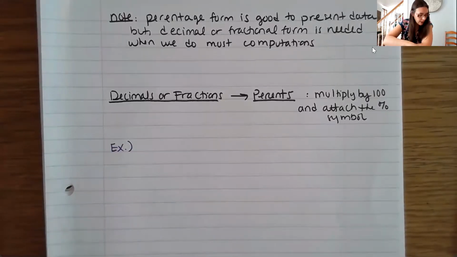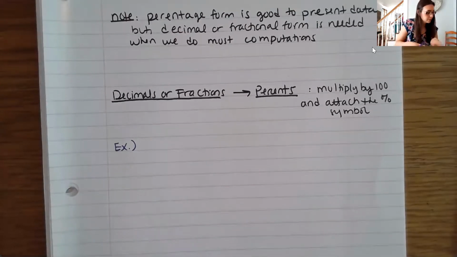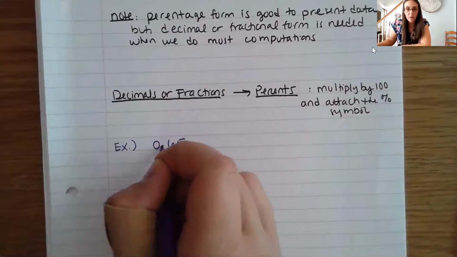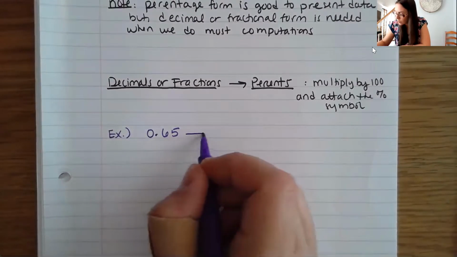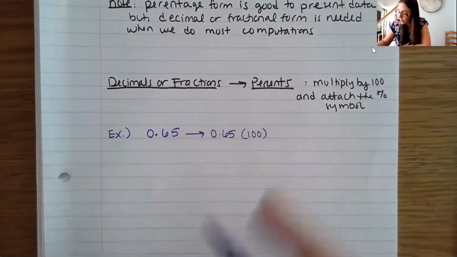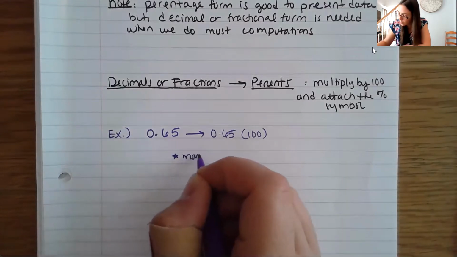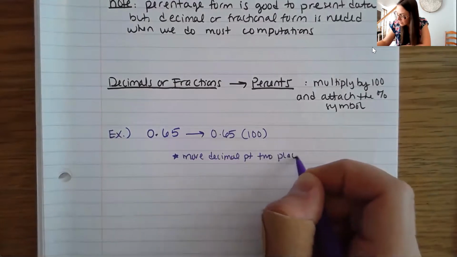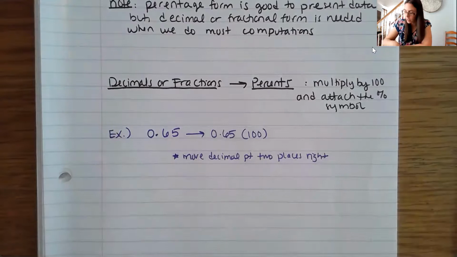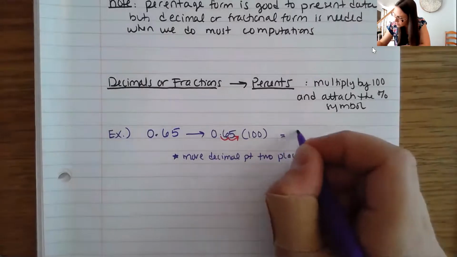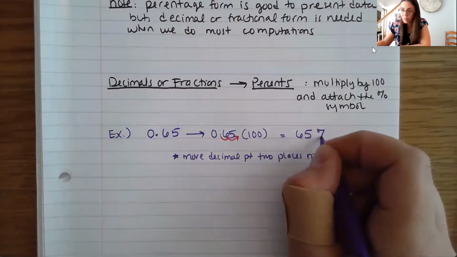So for instance, let me do some decimal work first. Let's say I have 0.65, so 65 hundredths, and I want to go to a percent. What I do is take that 0.65 and multiply it by 100. Remember, the shortcut for multiplying by 100 is to move the decimal point 2 places to the right this time. So I get that final answer of 65, and I attach my percent.